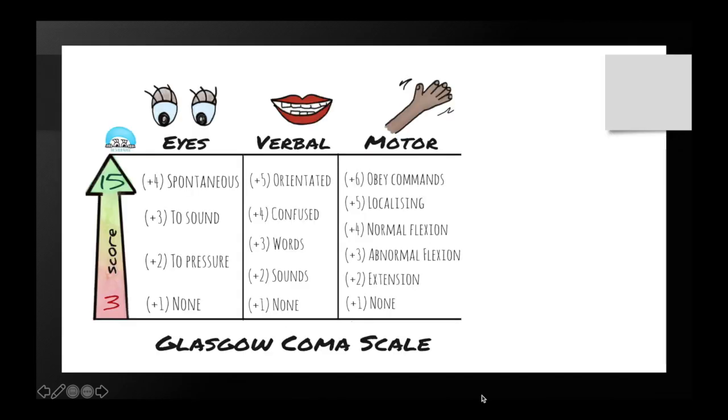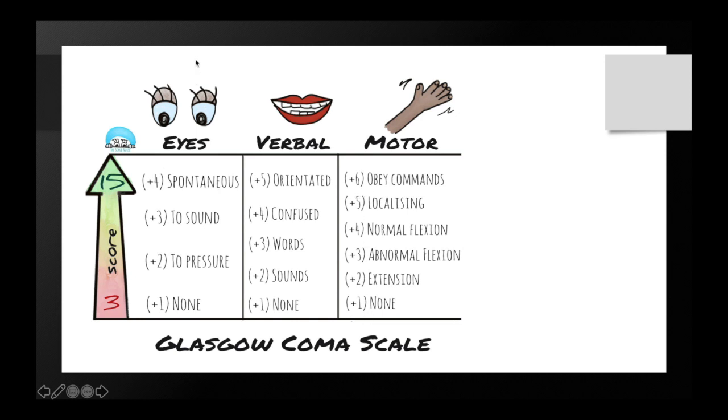Now here, as I already told you, 3 is the minimum score and 15 is the maximum score, and the GCS scale is divided into 3 categories or 3 responses: the eye response, the verbal response, and the motor response. The eye response has a minimum score of 1 and a maximum score of 4. The verbal response has a minimum score of 1 and a maximum score of 5, and the motor response has a minimum score of 1 and a maximum score of 6.